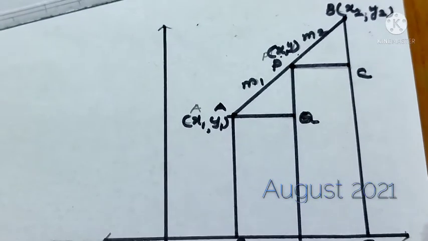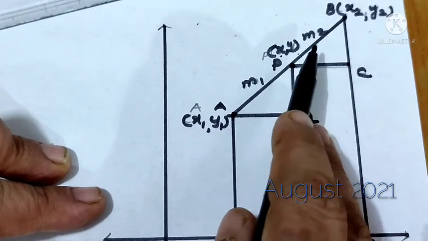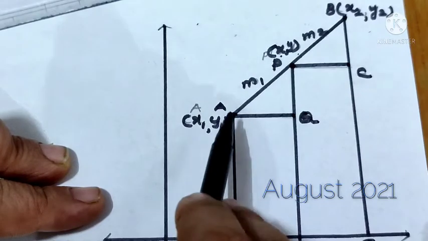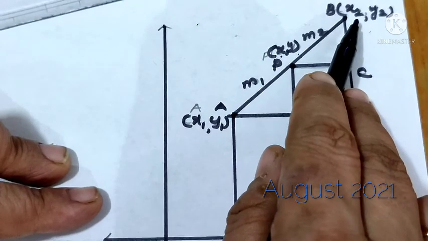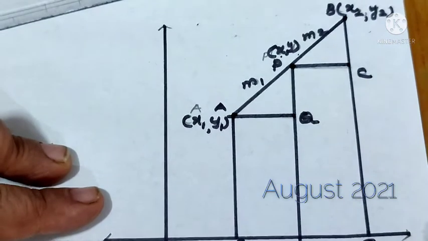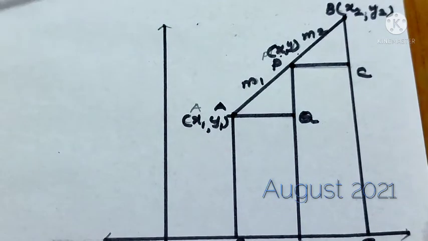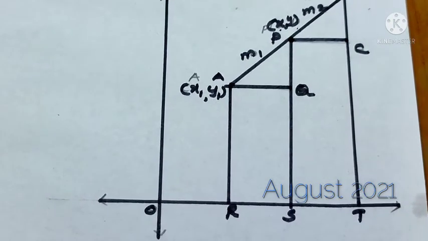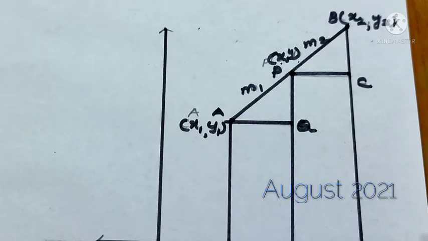These are the constructions. So once again the line AB is divided by P in the ratio m1 to m2, where A is the coordinate (x1, y1) and B is the coordinate (x2, y2). So that is the first step for you. Again the perpendiculars we have to draw, which are the perpendiculars AR, PS and BT to the x axis, AQ perpendicular to PS and PC perpendicular to BT.